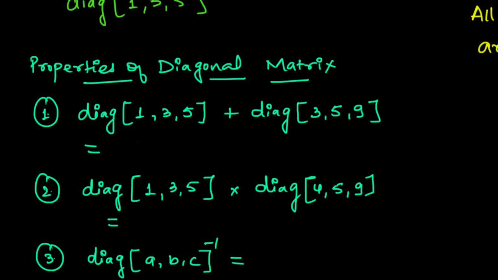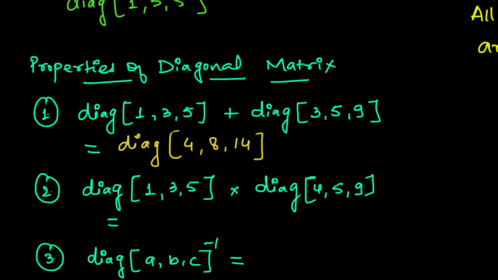Suppose you have to add two diagonal matrices, so diag 1, 3, 5 and you have to add it with diag 3, 5, 9. Whenever this is the case, just write diag and add the corresponding elements. So we have 1 plus 3, that is 4, 3 plus 5, that is 8, 5 plus 9, that is 14. So this is the addition of two diagonal matrices.